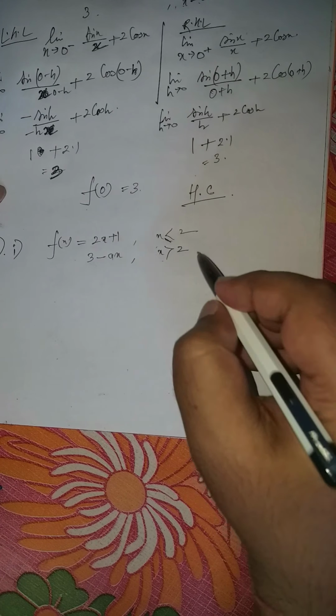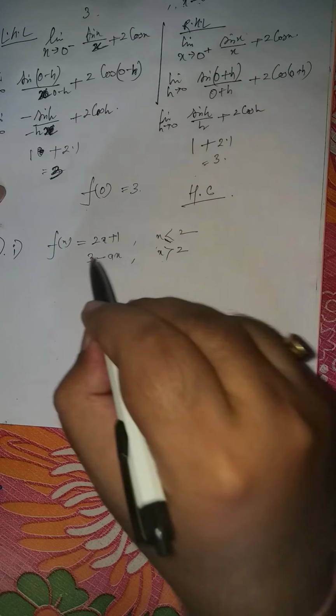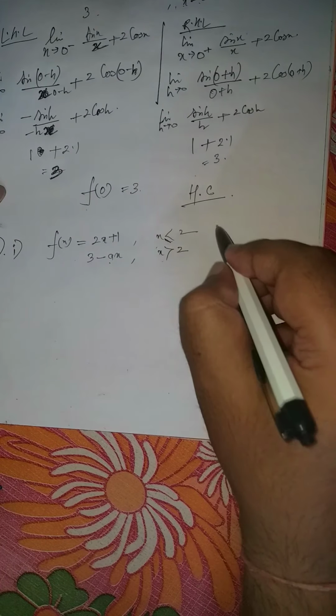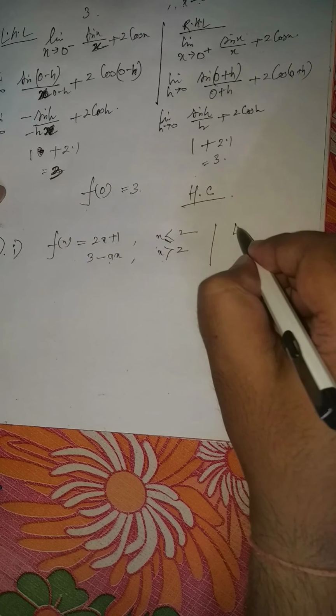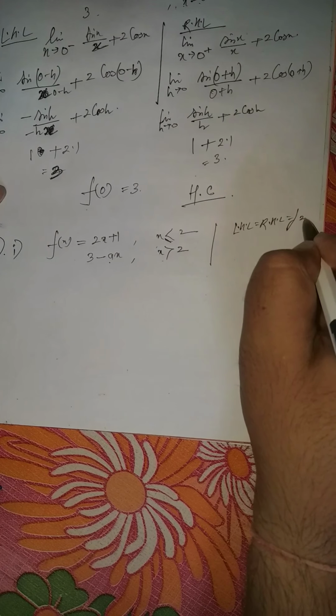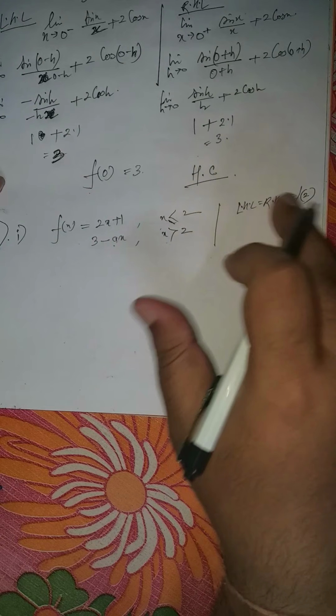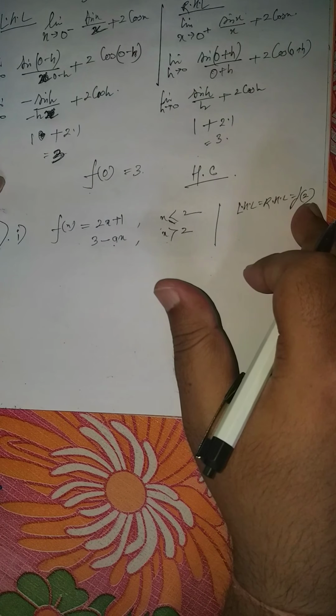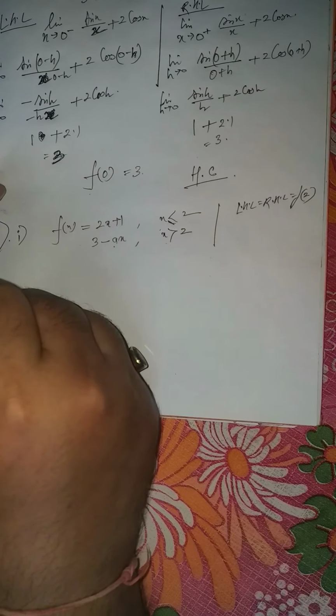Means if the function is continuous at x equals 2, you have to find the value of a. Now continuity part, you know this thing, LHL must be equal to RHL must be equal to f of that point, that is 2. So consider these three to be the same, then find the value of a.